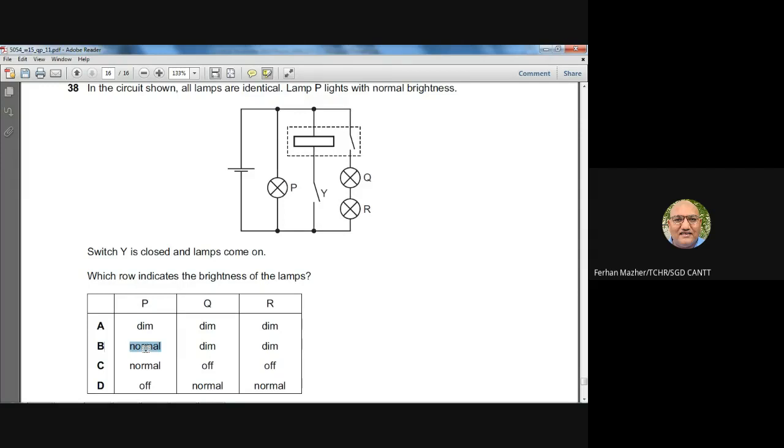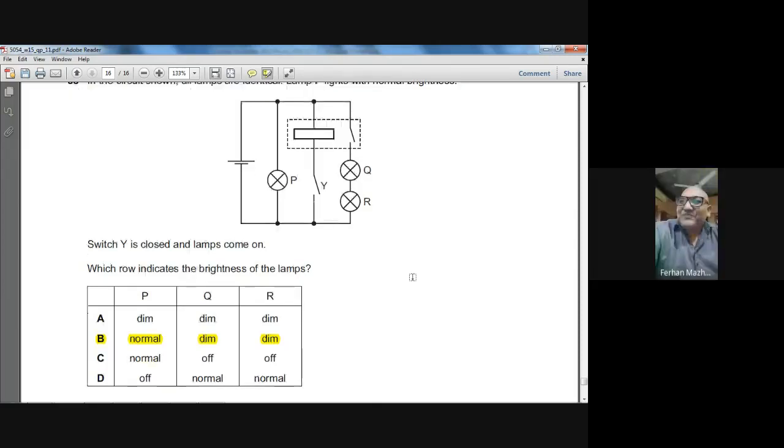So it looks to me that B is the right option, sir. According to the marking scheme, question 38, B is the right option. I hope you have understood. It's a little heavy question.